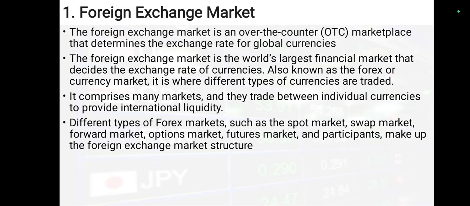Different types of foreign exchange are the spot market, swap market, forward market, option market, future, and participants. So this is the structure of the foreign exchange market.